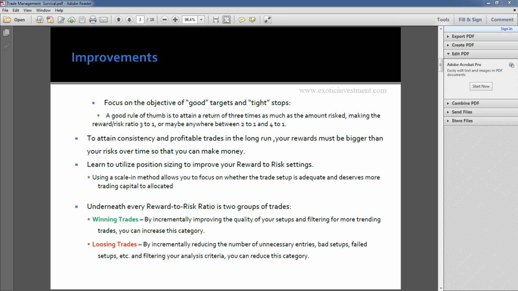So you have to always focus on good targets and tight stops. Always, when you are making money, you should be making money chappar fatke, and when you're losing, you should be losing like a miser. You should not be losing more. You should be losing very less. A good rule of thumb is to attain a return of 3 times as much as the amount risked. That is one of the best ways you can keep all your profits with you and not go into loss.